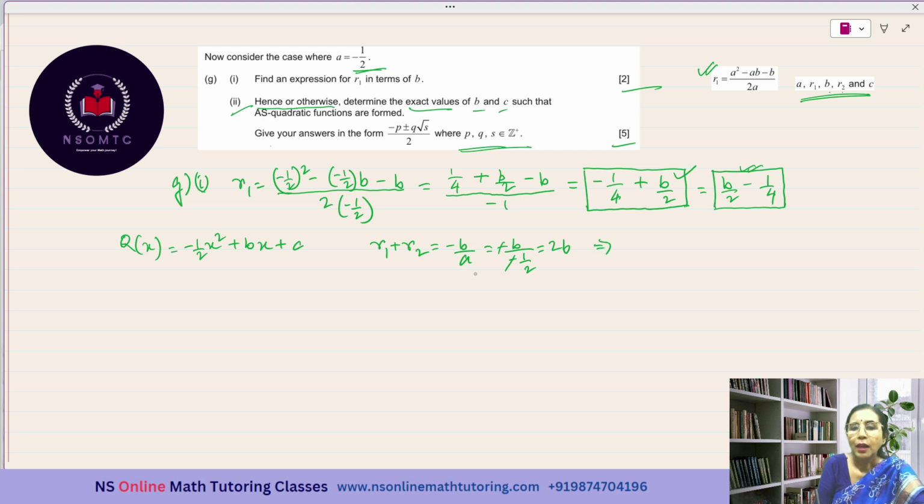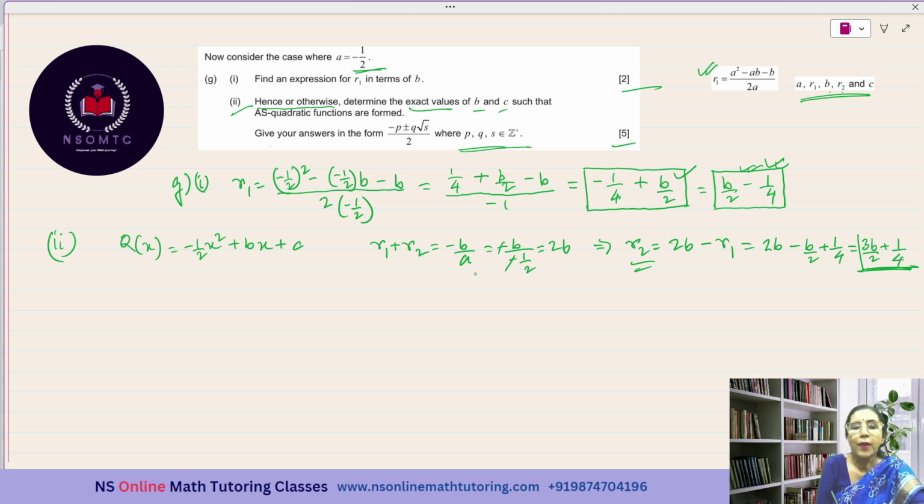Okay, so therefore, I can write R2 equal to 2B minus R1. And what is R1? R1 is this. So I'm trying to find the expression for R2 also in terms of B. I'm really not sure at this stage if I'll need this or not. Let's see. So 2B minus B over 2 plus 1/4, and 2B minus B over 2 is 1.5B. So this is equal to 3B over 2 plus 1/4. Okay, so this is the expression for R2. I'm just underlining this because this is not the answer. This is the expression for R2.